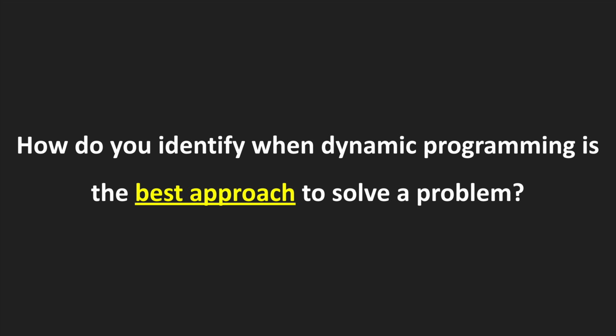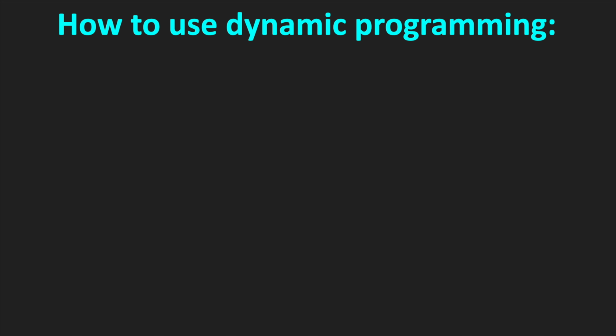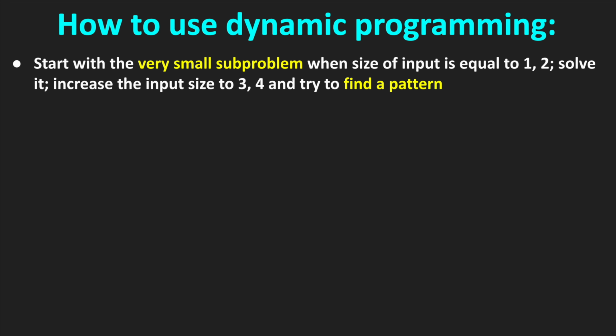Now we understand dynamic programming, but the question that you are usually asked is, how do you identify when dynamic programming is the best approach to solve a problem? In other words, how do you know that in this specific case I need to use dynamic programming? How to use it, and in which cases? There are some tips. The first one is to start with the smaller subproblem.